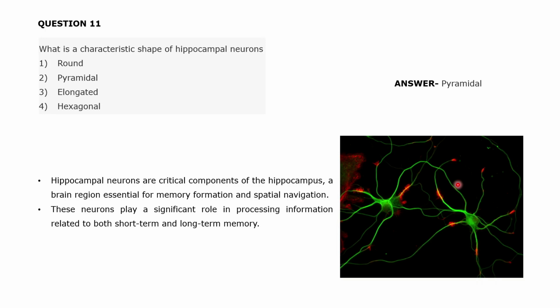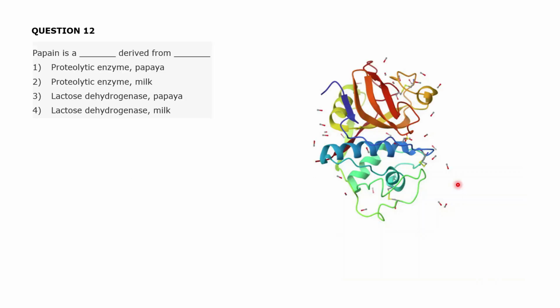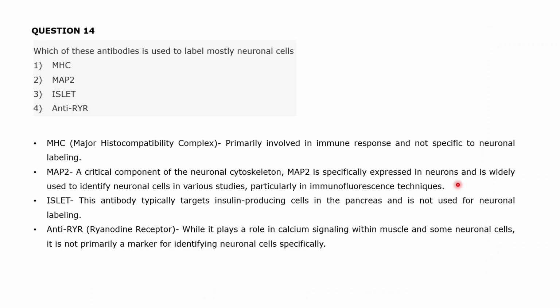Basically, using an antibody that targets a particular protein, you are actually using that particular mechanism to visualize or identify the location of a particular protein or any other substance there. So this particular technique is called immunofluorescence, and it relates to the use of fluorescence microscopy there. So yeah, that's why MAP2 is used in this case.